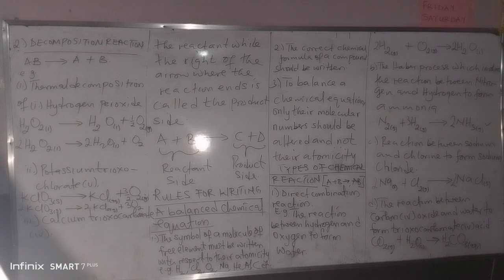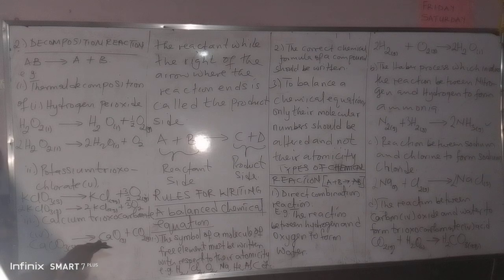Trioxocarbonate 4. Thermal decomposition of calcium trioxocarbonate 4. What do I do there? Calcium trioxocarbonate 4 is CaCO3, solid. When you heat it, it gives you calcium oxide and what? Carbon 4 oxide. So what do we have? Is the equation balanced? Yes. 1 calcium, 1 calcium, 1 carbon, 1 carbon, 3 oxygen, 1 plus 2, that's 3. The equation is balanced. So that is that.